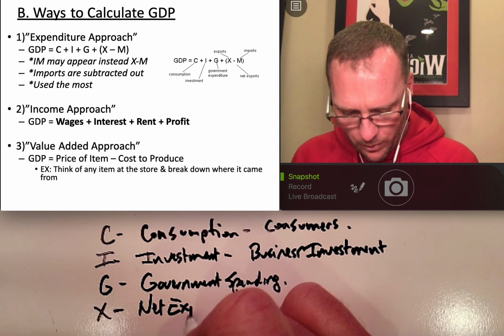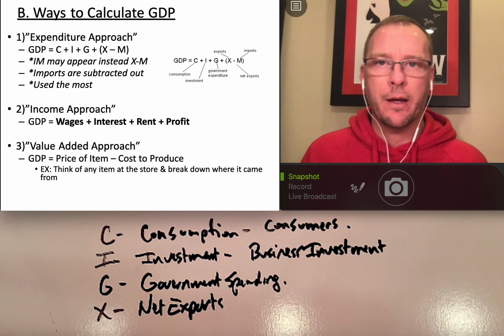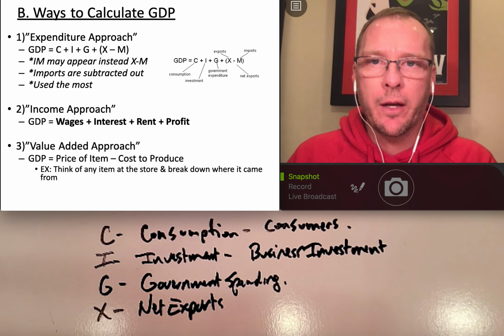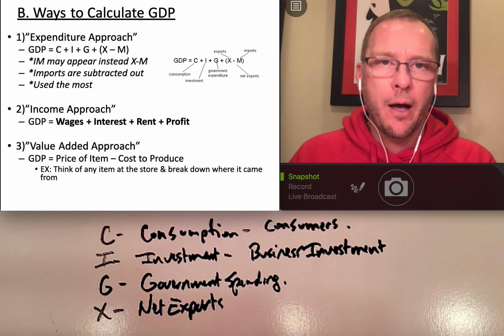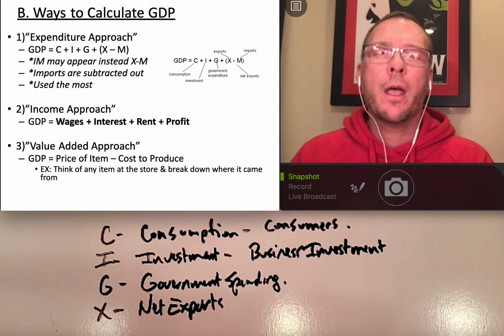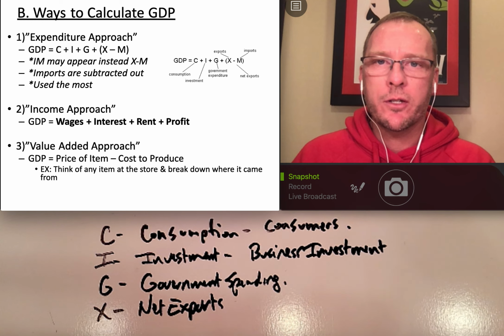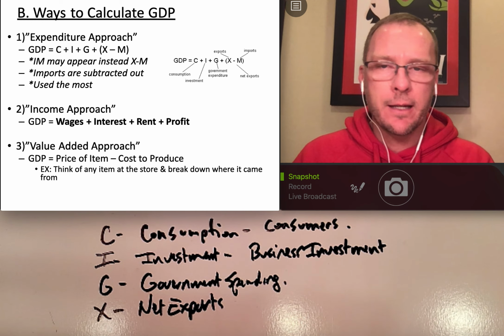So what happens there? That's your X minus M, in terms of how much your exports are minus how much imports you have, and then you get a number there too. Okay, you can do number 2 there. That's the income approach. That's your wages, your interest, your rent, and your profit all added together.